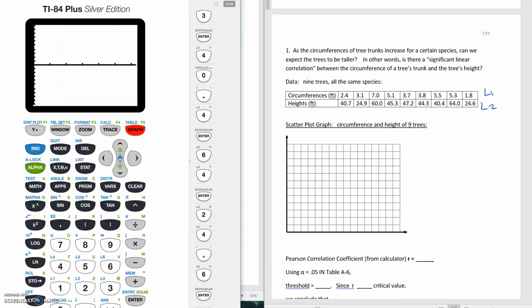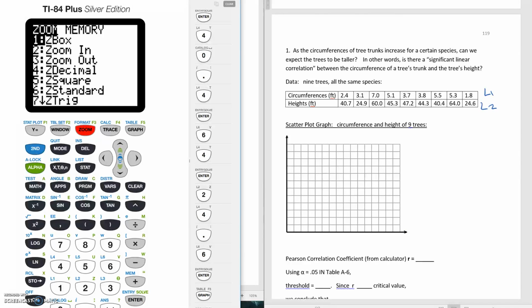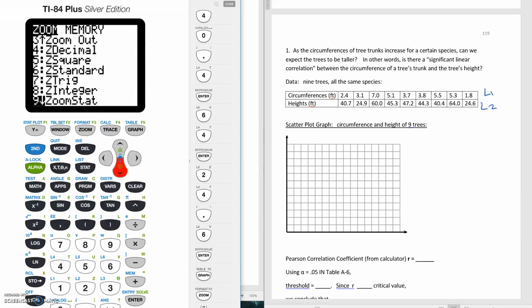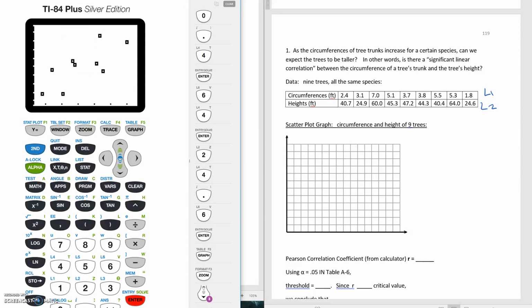And if I hit graph, we may not see anything right away. If we hit zoom and go down to where it says zoom stat, it'll make a nice scatter plot for us. Now we can also do that by hand. So this would be 0, 0, and I'm going to label these by 1s. And we could label these by 10s.